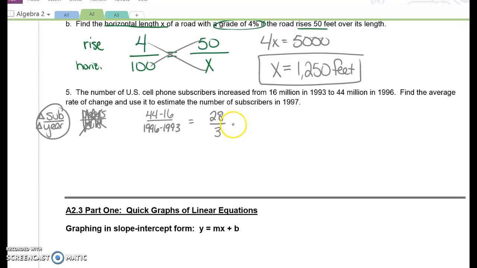28 divided by 3. Let's get an actual decimal, something that we can kind of analyze a little bit. 9.3 repeated. So the rate of change is 9.33 million subscribers per year. So first question, find the average rate of change. Done. The rate of change is that it's increasing by 9.33 million subscribers per year.